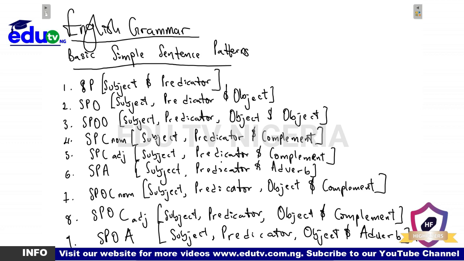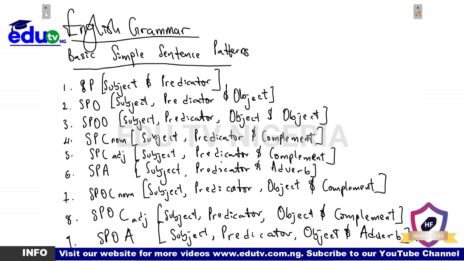Then we also have what we call SPA, that's your subject, predicator, and adverb. We also have what we call the SPOC nominal, that is your subject, predicator, object, and complement. We also have pattern 8, SPOC adjectival, subject, predicator, object, and complement also. And then we have what we call SPOA, that is your subject, predicator, object, and adverb.